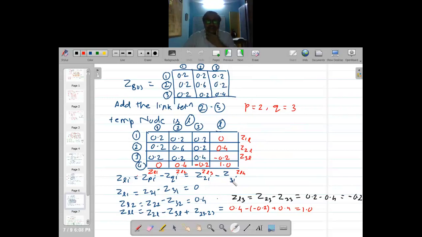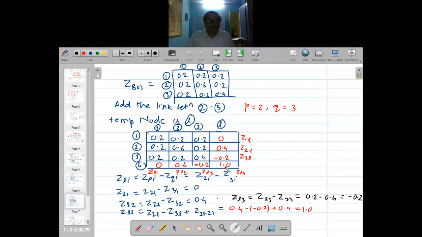So we add that. It is Z2L minus Z3L plus Z2323, which is 0.4. Z2L is 0.4, Z3L is minus 0.2. So 0.4 minus of minus 0.2 plus the self impedance of the branch of the link, which is 0.4. So it comes out to be 0.4 plus 0.2, 0.6, plus 0.4. So ZLL is 1.